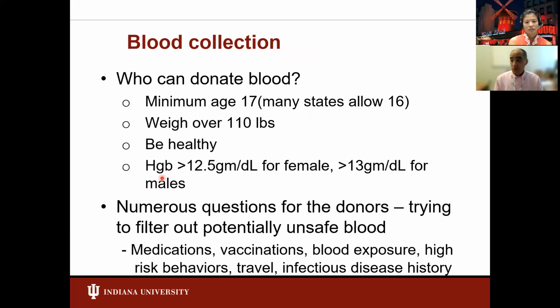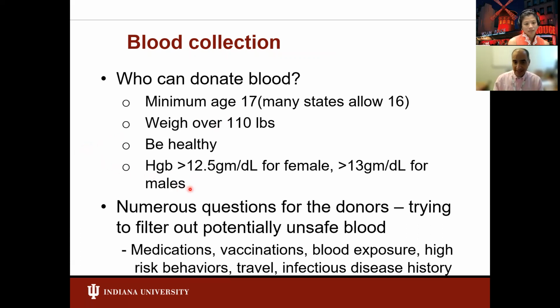So where does the blood come from? As I said, it's volunteers. There are some regulations around this. For the most part, the minimum age is 17, though unfortunately with the great need for blood, some states have dropped that down to 16. Though if you're 16, you still need a parent to okay you to donate that blood. People have to be over 110 pounds. They want you to be otherwise healthy.